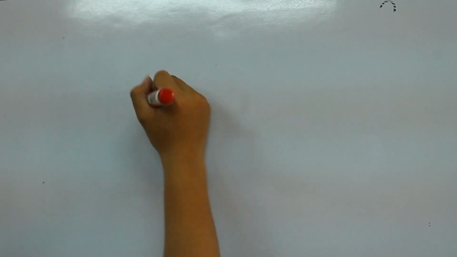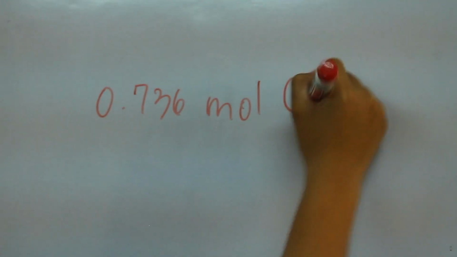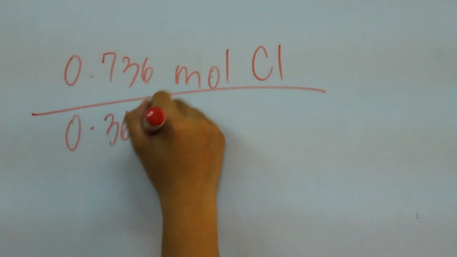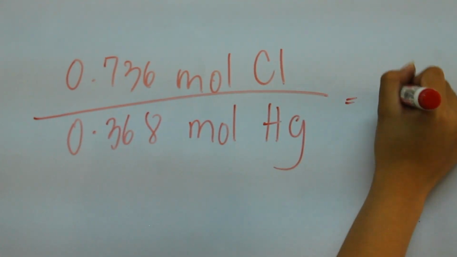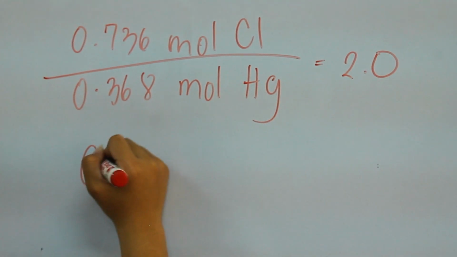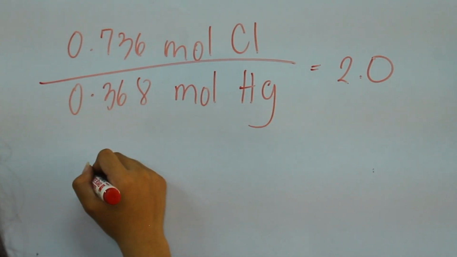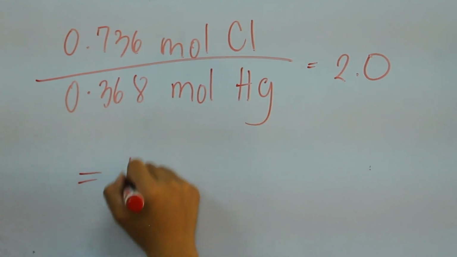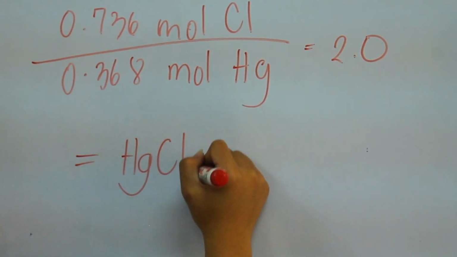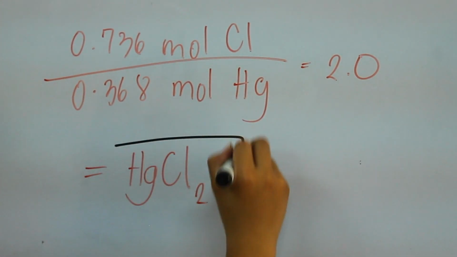Next, we find the molar ratio between the elements. 0.736 divided by 0.368 gives us 2, which means that there are twice as many moles of chlorine as mercury. We can then arrive at HgCl2 or mercury chloride as our compound.